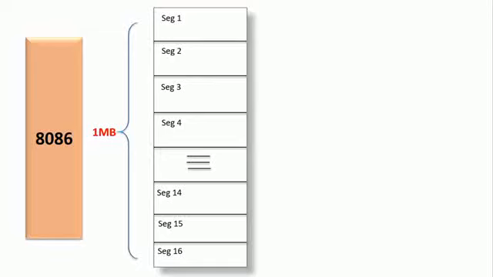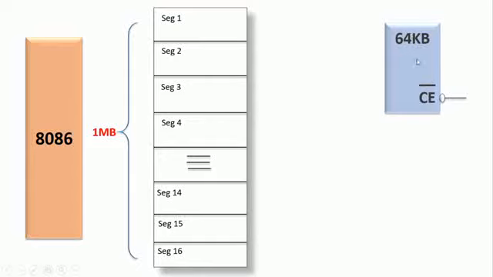Each block size is 64 kilobytes of memory. Let us suppose I would like to take one memory device from the market, and I have only a 64 kilobyte memory device. I would like to interface this 64 kilobyte memory device to the microprocessor. So assume that this is my memory device whose size is 64 KB.